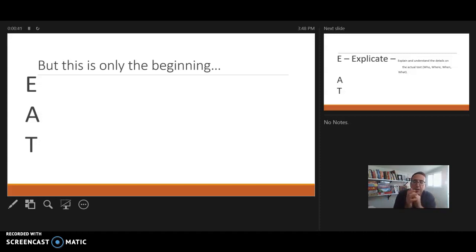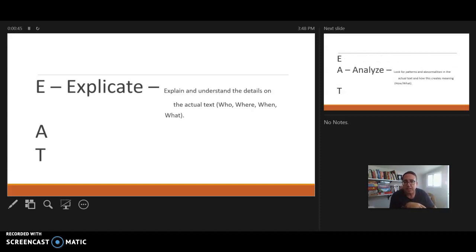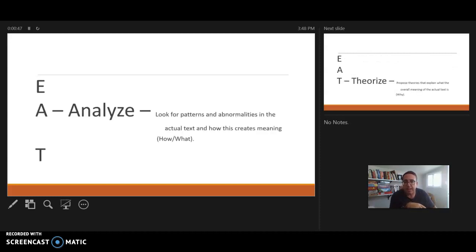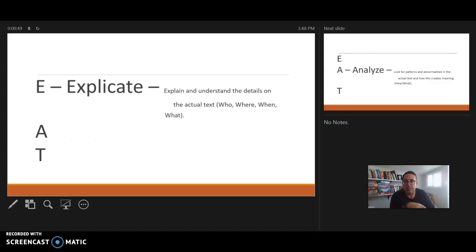So I love to use the acronym EAT to think about this. We like to eat the text, and that stands for explicate, analyze, theorize, right? By explicate, I mean explain and understand the details of the actual text. So look at the who, where, when, what. And so that's what we did with the 2-minute mystery. We were explicating, we were explaining and looking for those little textual details in the text.